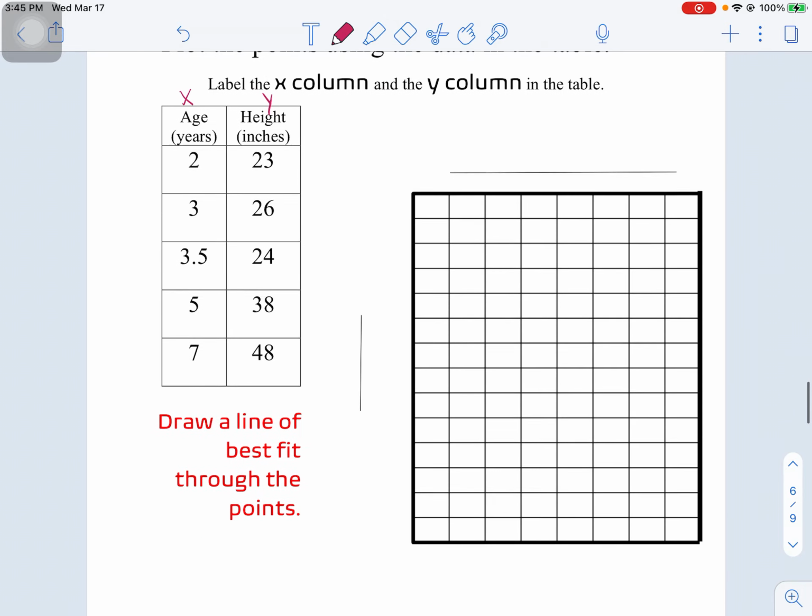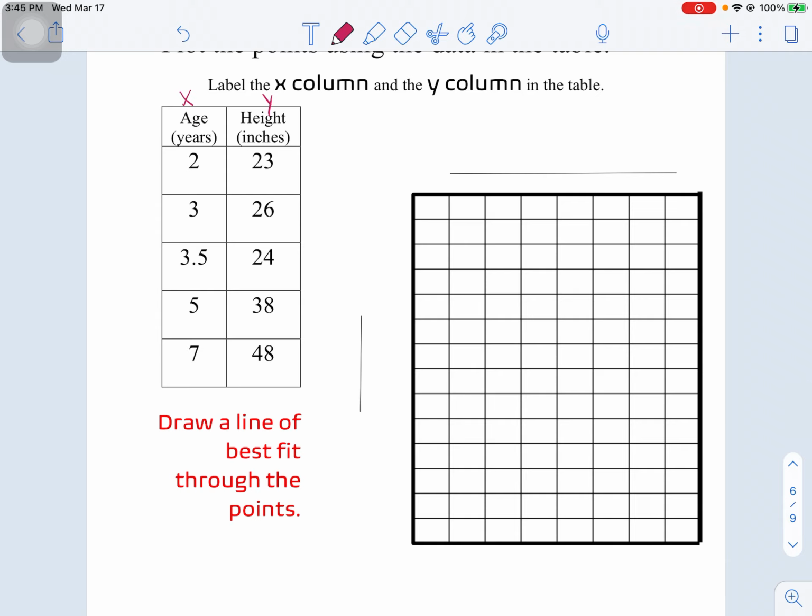I'll make this a little smaller so we can see it. So if we're talking about age and height, maybe a good title would be age versus height of children.